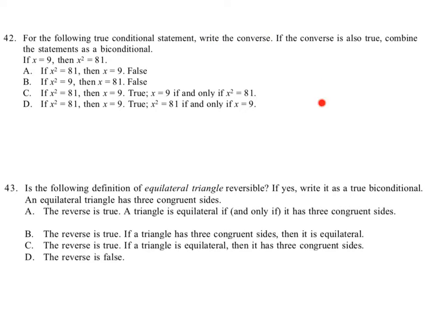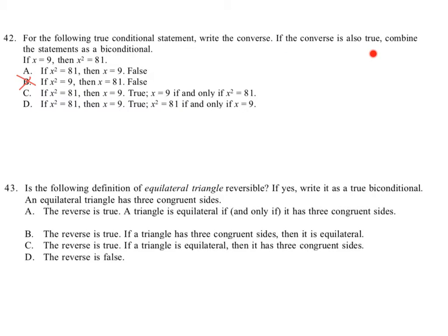So the converse is to switch the hypothesis and conclusion. So this would be the if statement: if x squared equals 81, then, and what was the hypothesis is now the conclusion, x equals 9. So let's get rid of any ones that don't switch the hypothesis and the conclusion. So far it looks like the only one that hasn't switched is that one. Okay?